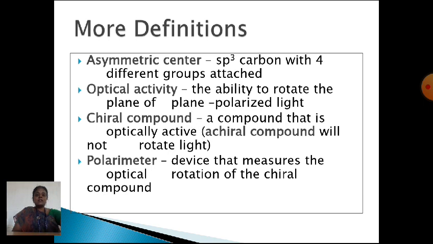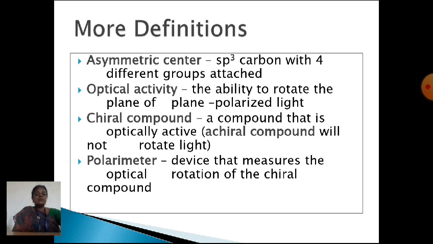Next, asymmetric center. The asymmetric center is nothing but the chiral center. That is a carbon attached to four different groups of atoms. Optical activity: the ability of a compound to rotate the plane polarized light either in the clockwise direction or in the anti-clockwise direction is called optical activity.